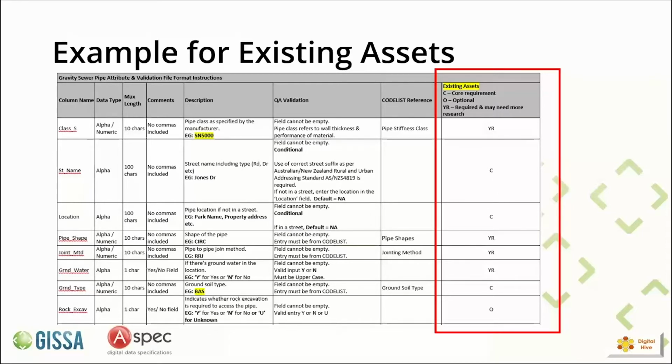So when you're looking from a data capture perspective for existing assets, these are the kind of things that we expect are practically available to capture. Now, it may be that for an attribute that's classified as YR, your research uncovers that you can't find any information, in which case you may need to put a default value in there.